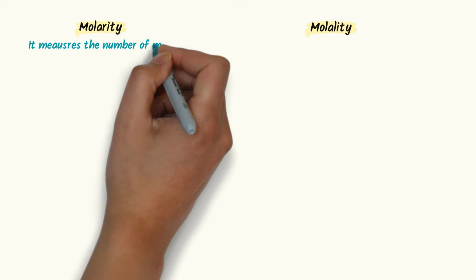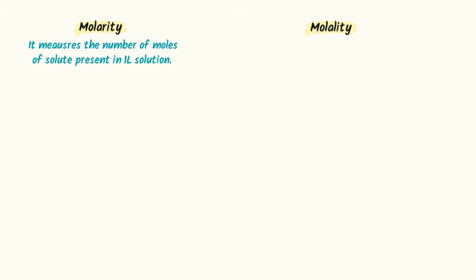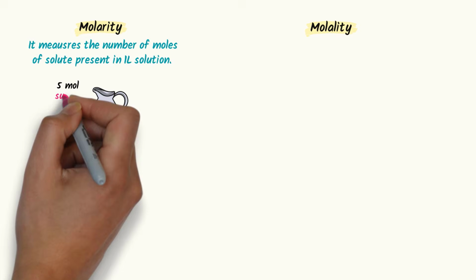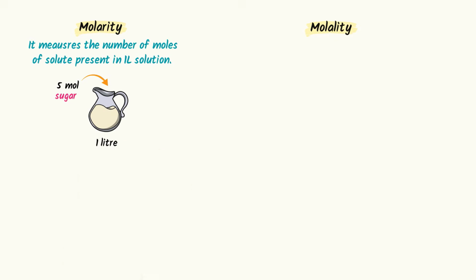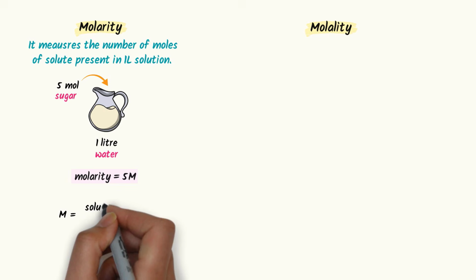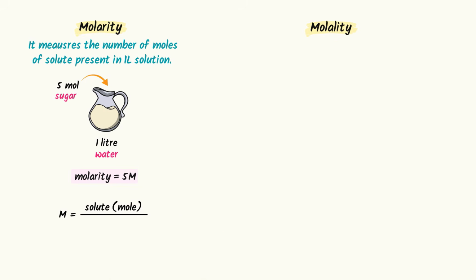Well, molarity measures the number of moles of a solute present in 1 liter solution. For example, if you dissolve 5 mole sugar in 1 liter water, we say that its molarity is 5 M. The formula of molarity is M is equal to number of moles of a solute upon volume of a solution.